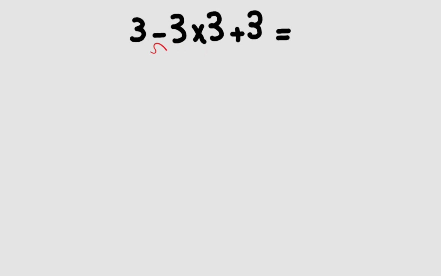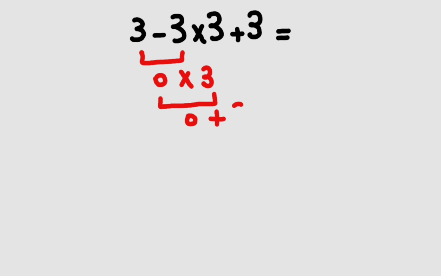Today I want to find the value of this expression: 3 minus 3 times 3 plus 3. So 3 minus 3 gives us 0, and 0 times 3 gives us 0. Now 0 plus 3 gives us 3. But this answer is not correct.